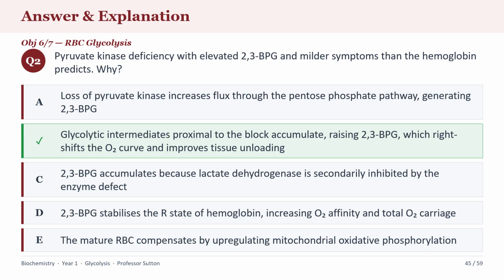In hexokinase deficiency, the block is at the top of the pathway. So 2,3-BPG falls, and those patients are symptomatically worse at the same hemoglobin. Same anemia, opposite curve shift. The answer is B. Glycolytic intermediates proximal to the block accumulate, raising 2,3-bisphosphoglycerate, which right shifts the oxygen curve and improves tissue unloading.